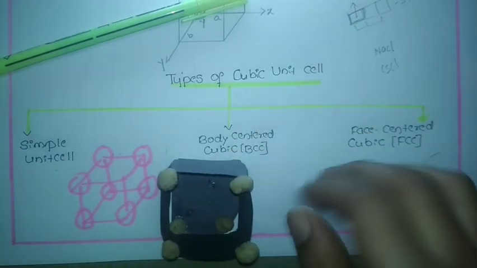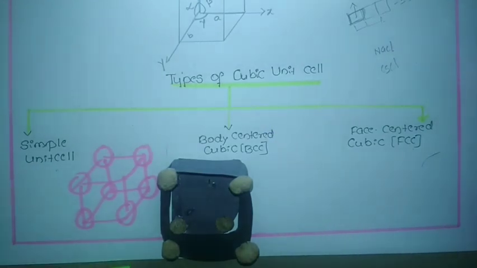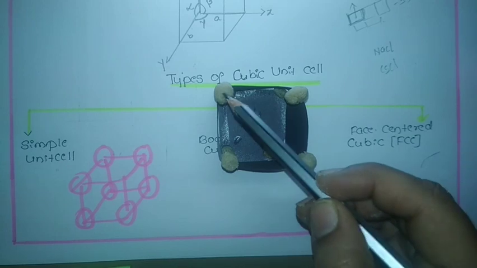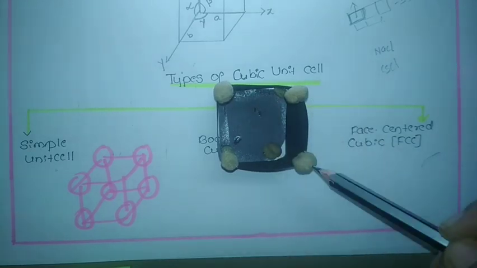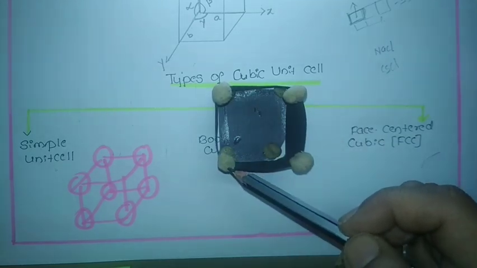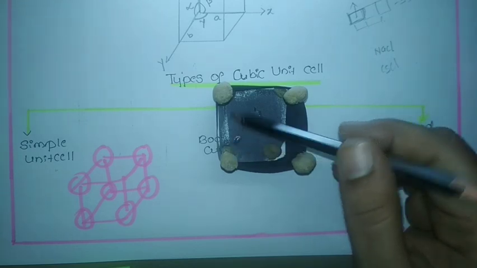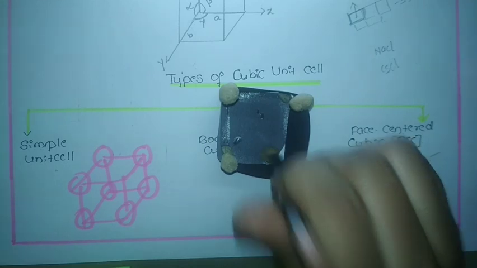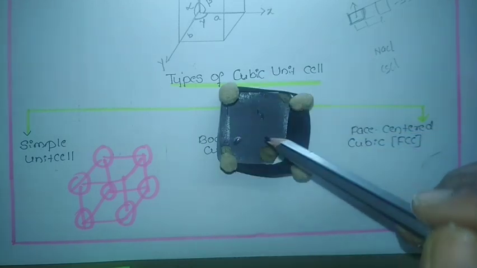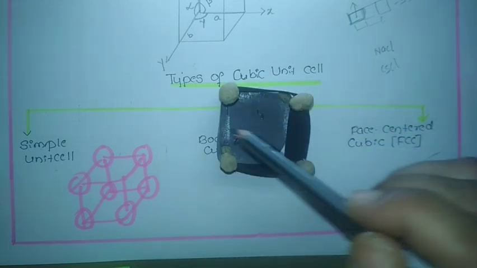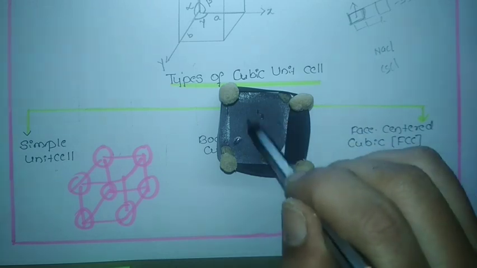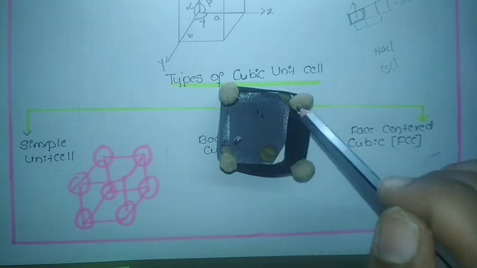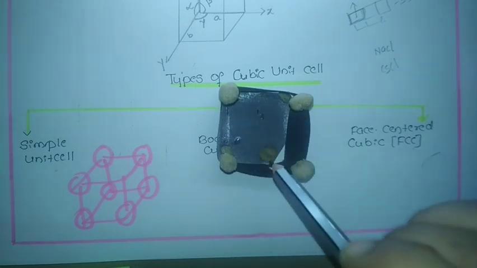So you could see here, I hope you can see. 1, 2, 3, 4, and here 5, and here one more 6, and 7 and 8. So 8 corners, and atoms will be present only at the corners. Nowhere will you see atoms in between of the unit cell. Only at the corners are the constituent particles arranged.